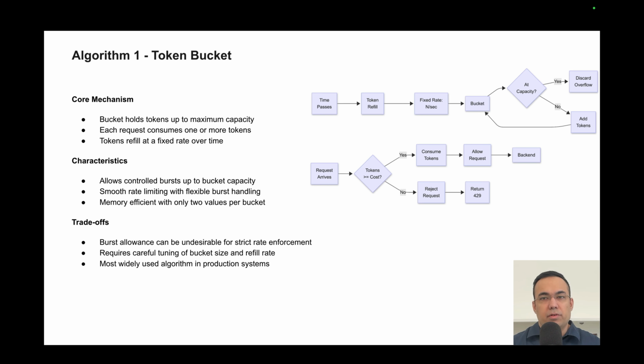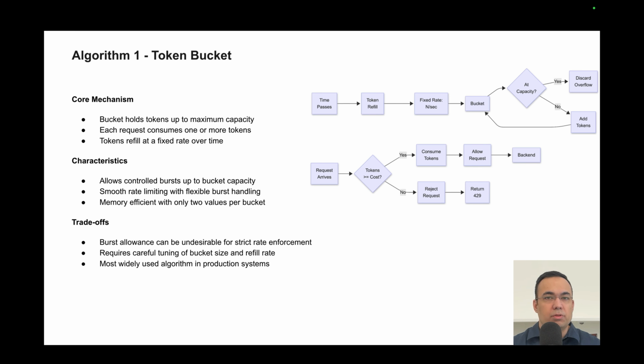Now let's do a deep dive into rate limiting algorithms, starting with the token bucket algorithm. The token bucket is probably the most widely used rate limiting algorithm in production systems. Understanding how it works is pretty important. The core mechanism works like this. We have a bucket that holds tokens up to maximum capacity. Each request consumes one or more tokens from the bucket. Tokens refill at a fixed rate over time. If there are enough tokens, the request is allowed. If not, it's rejected.